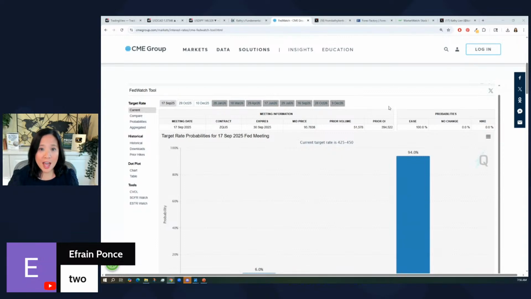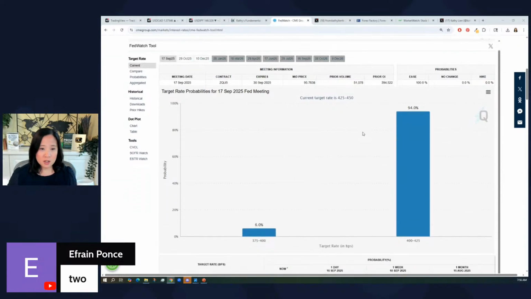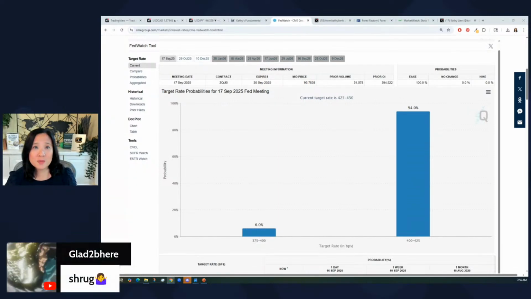That means that today it's not about whether they cut or not cut. It's perfectly fine, you can be confused. It's about how many today vote for 50 basis points, even if the Fed cuts by only 25.